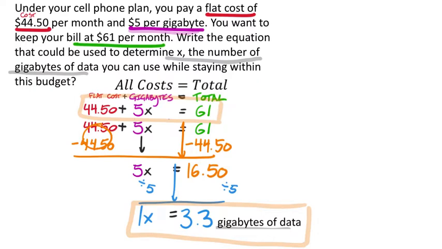Now, one last thing I'll mention here also is that you could write the equation. If you want to write the equation just in a different order, you could. You could have said 5x plus 44.50 equals 61, and you should still get full credit. It's the same exact equation, it's just changing the order that they're written.